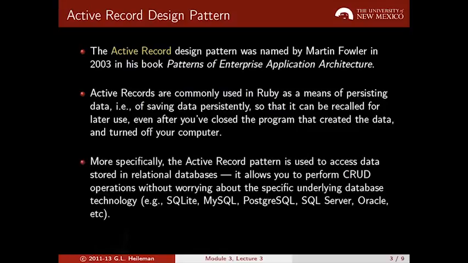So the active record design pattern is used to perform the CRUD operations, create, read, update, and destroy, without worrying about the specific underlying database platform that you're using. So it works with SQLite, MySQL, Postgres, SQL Server, etc. Even though these databases are based on SQL, they have slightly different syntax. So Active Record takes care of this for you. One query works on all of these database platforms.